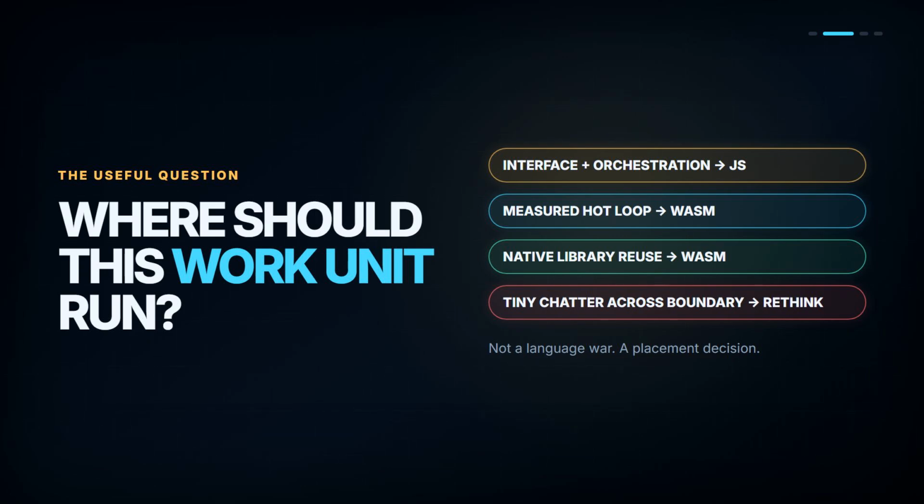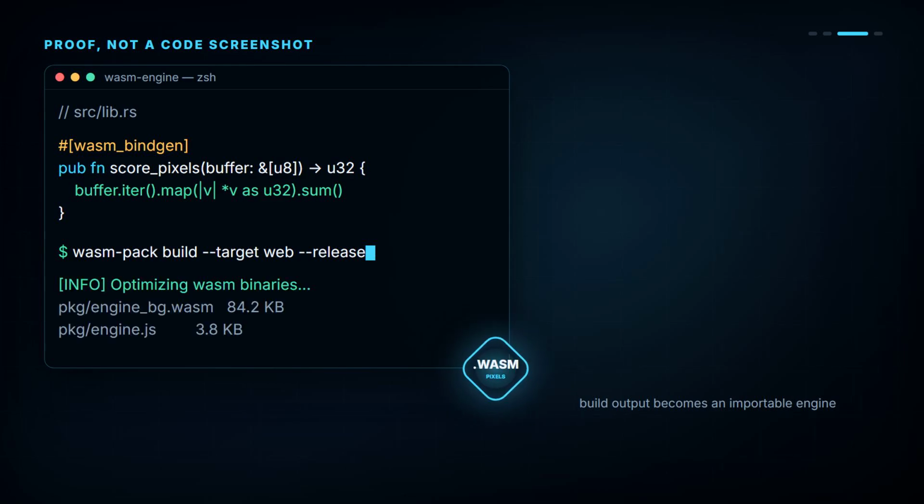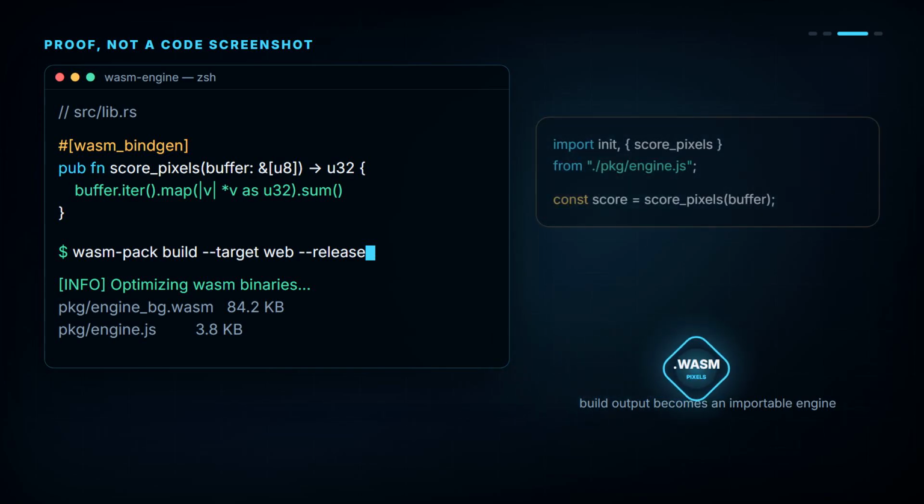WebAssembly 3.0 makes that model available to more languages. The release added a 64-bit address space, multiple memories, garbage collection, typed references, tail calls, and native exception handling. Garbage collection sounds boring, but it changes who can enter the engine room. Earlier WebAssembly fit languages like C and Rust naturally because they were comfortable with linear memory.